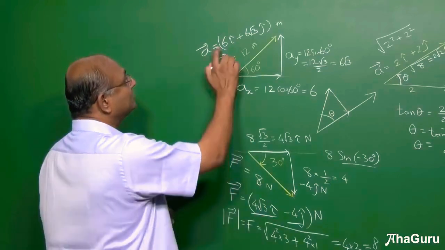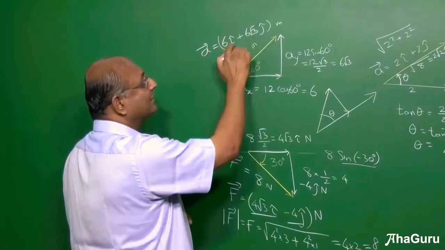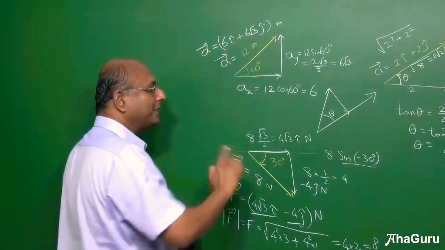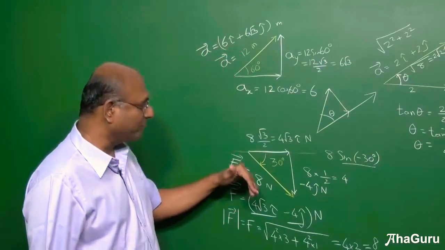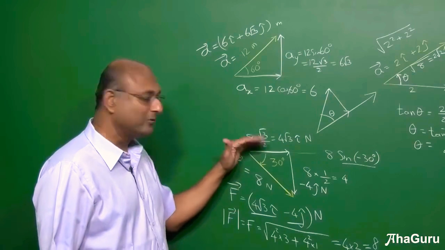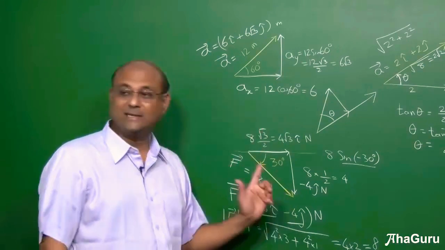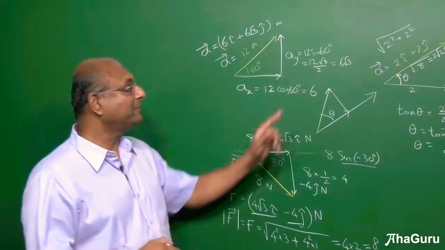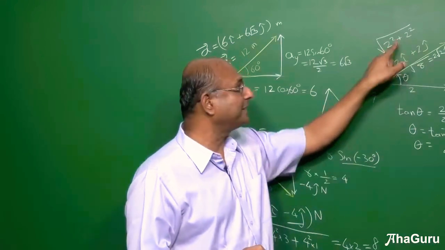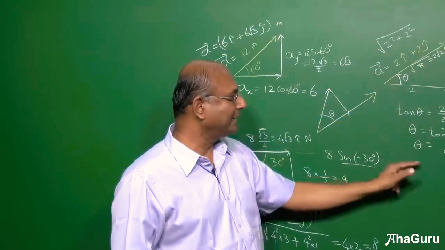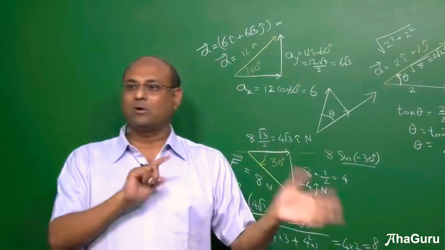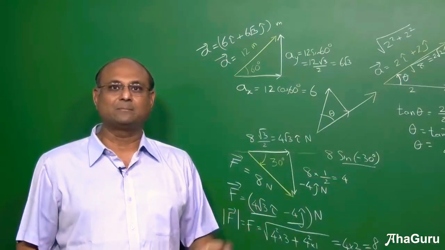Okay, what is the x component? 6. What is the y component? 6 root 3. So you have to be very careful about the plus minus sign. From the magnitude and the angle, you can find the vector in the ij notation, and from the vector in the ij notation you can find the magnitude and you can find the angle. So you should be able to go back and forth. So is that hopefully clear?